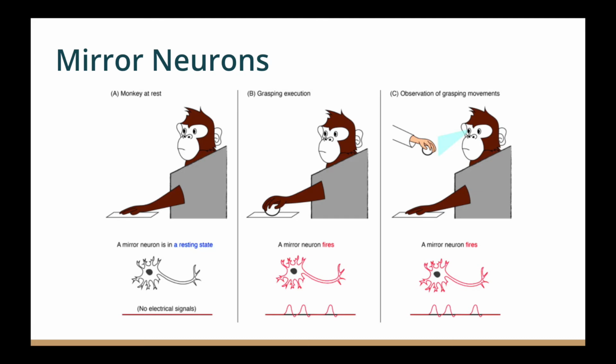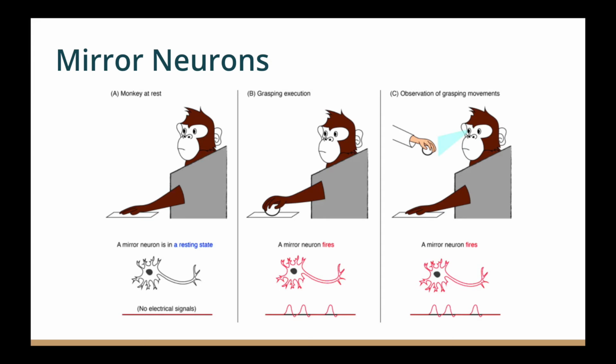Mirror neurons are associated with the premotor cortex, and how this works is that when a monkey sees someone else performing an action, action potentials are fired in the premotor cortex, and these same action potentials are fired when the monkey is actually performing that same movement itself.